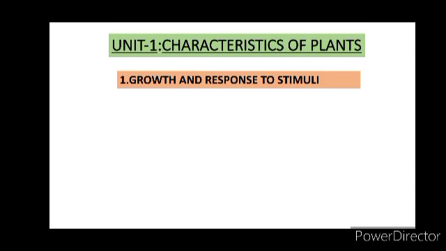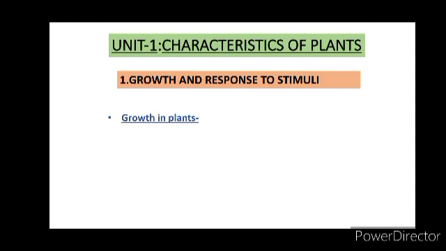So students, in this class I am going to start a new chapter, that is chapter 1, growth and response to stimuli. This chapter comes under unit 1, characteristics of plants. Students, now I am going to teach you growth in plants.